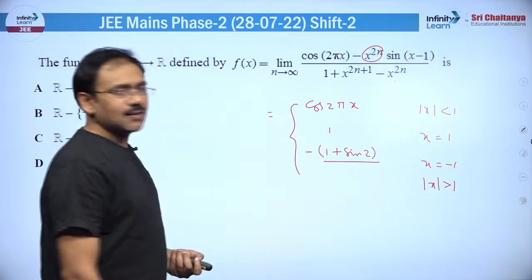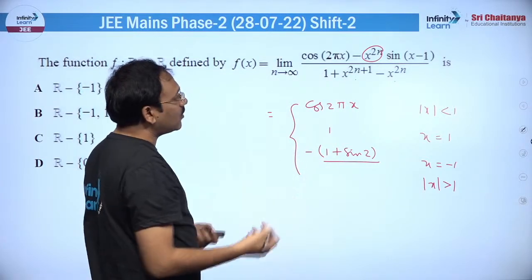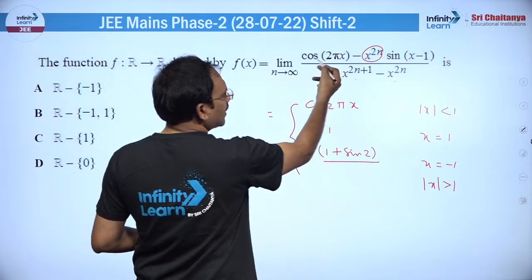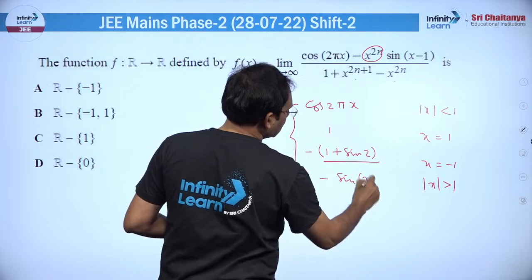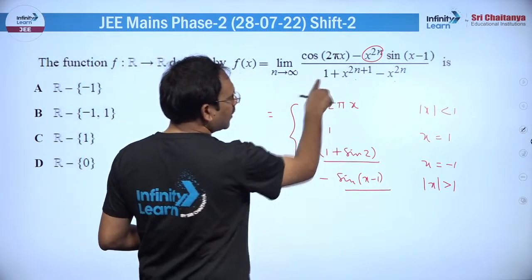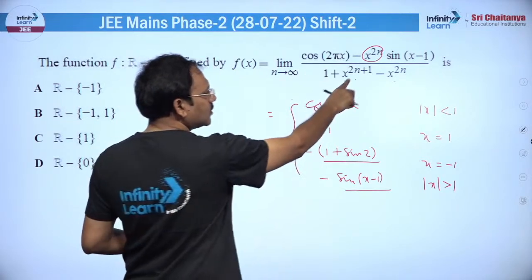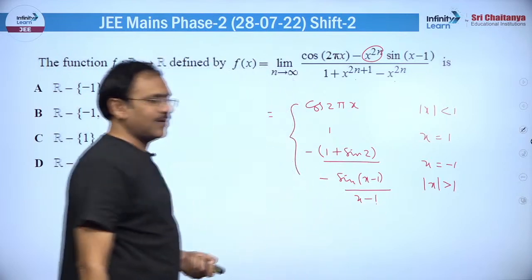If mod x is greater than 1, you can divide the numerator and denominator by x power 2n, so that this can be 0 minus sine of x minus 1 by x power 2n becomes 0, here x will be left, x minus will be left my dear friends.